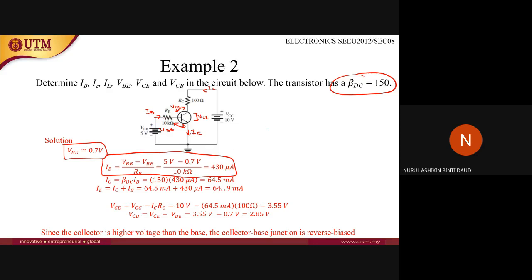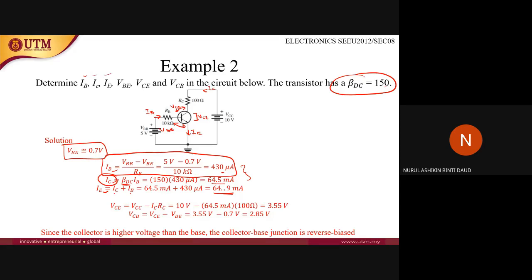Once you get the IB, you can find directly the value of the current at the collector, IC, using this formula. So the value of the current at the collector is 64.5, times 150, the value given here, with the value of the current at the base. And then once you get the IB and IC value, you can always find the current at the emitter. IC plus IB, you will get the current at the emitter. So that solves all the currents part.